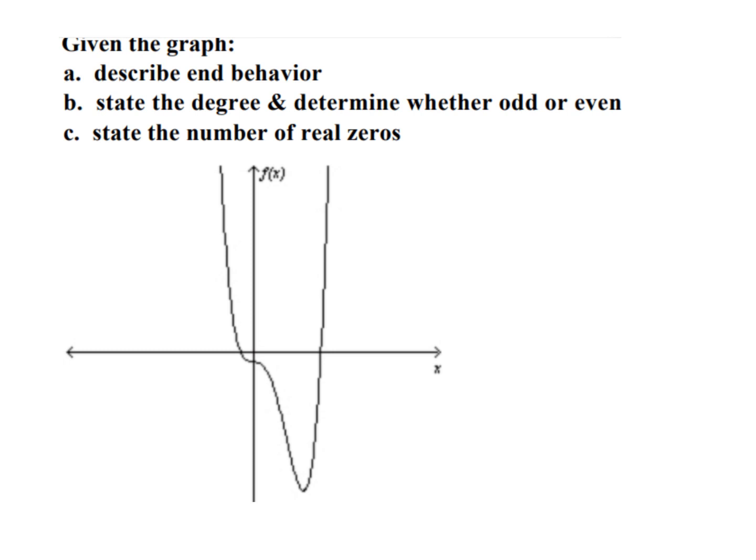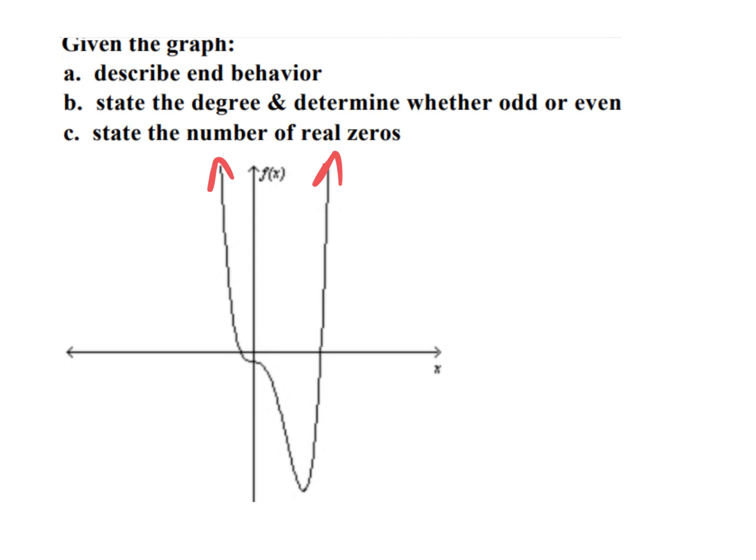And last but not least, given the graph, describe the end behavior, state the degree, and determine whether odd or even, state the number of real zeros. Okay, so let's start with the first thing they asked for, describe the end behavior. Obviously, it's going to the left and up, and to the right and up. So this has to be an even degree function. So let's take a look at the end behavior first.